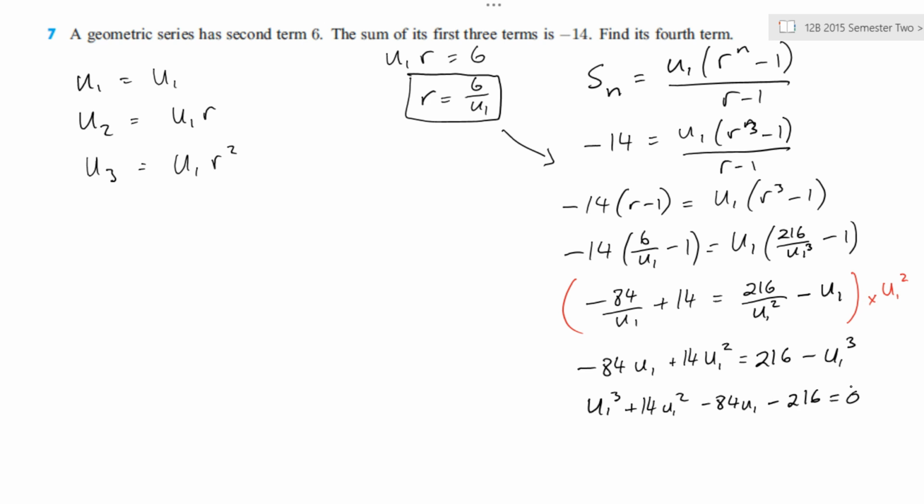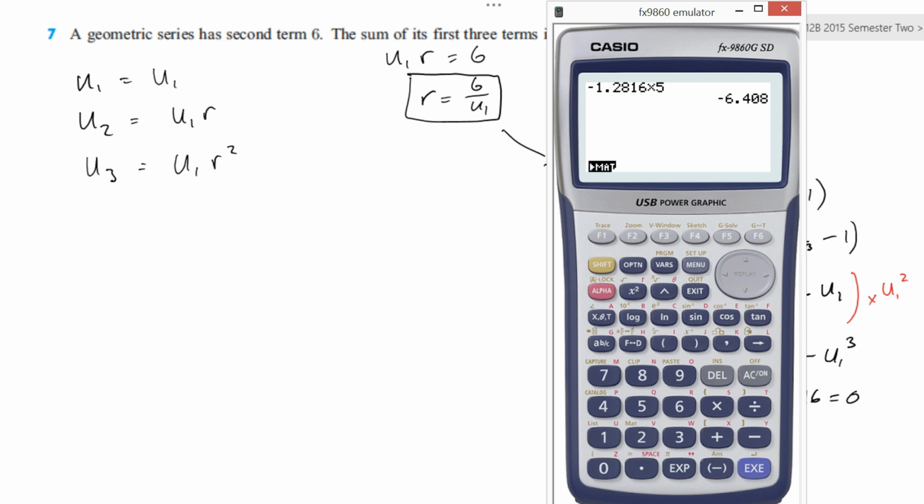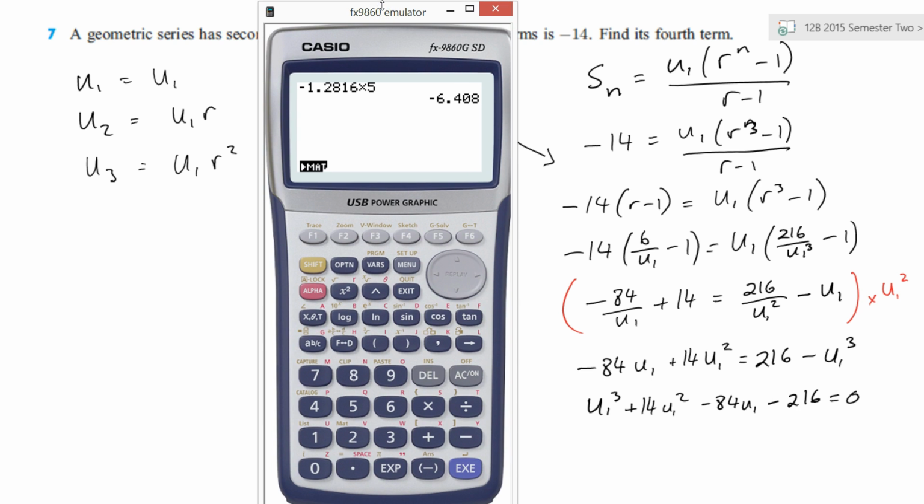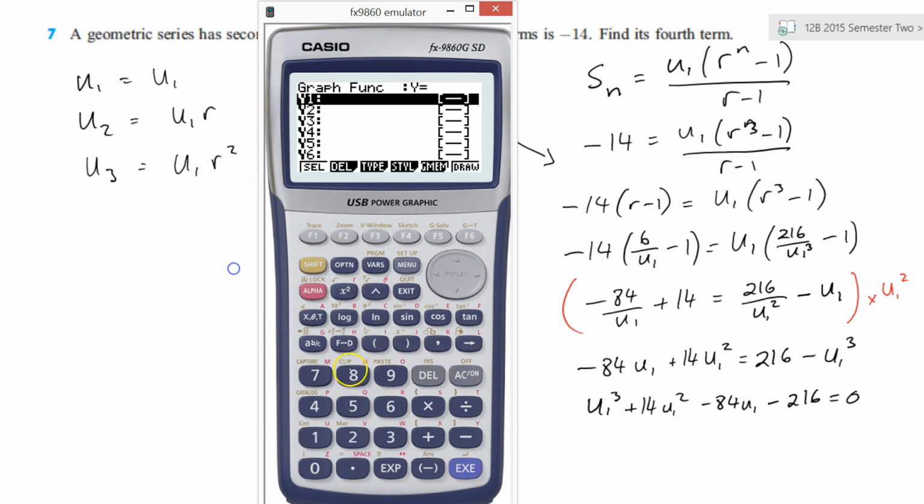Now from here you would be expected to go to your calculator. So let's see if we can do that. So we're going to go to menu, number 5. We want to sketch this one. You could use the equation solver, but remember, I think sketching is much more useful. You get a better understanding of what's going on. So here I've got x cubed, x is going to be, of course, used for U1, plus 14 x squared minus 84x minus 216.